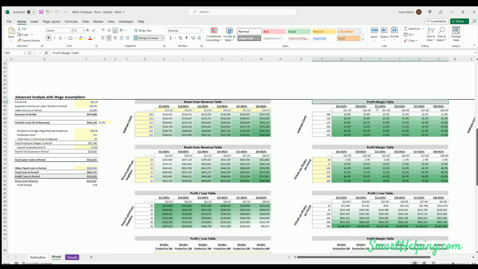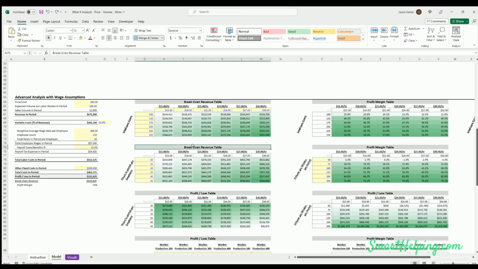And this one, profit margin, same deal. We're isolating the same variables, hourly rate and count, but now we're showing the resulting profit margin at these points. So if I was getting maybe 500 units out of each labor worker, now you can see these numbers all go up. Your break-even revenues don't change, because this is solving for your break-even revenue, and this is a revenue input, so this is not relevant to the calculation.